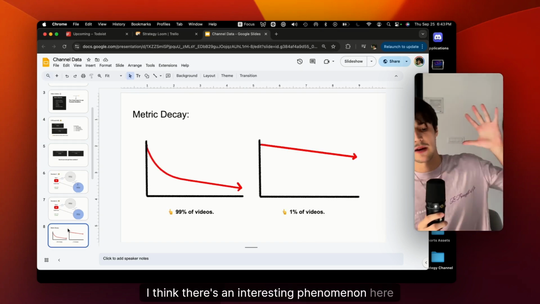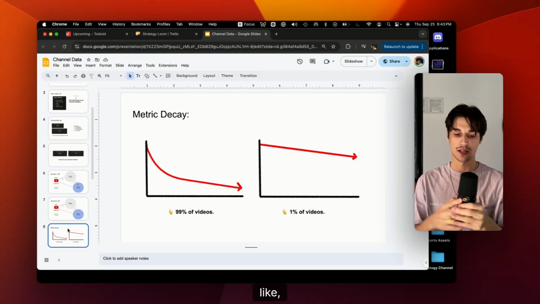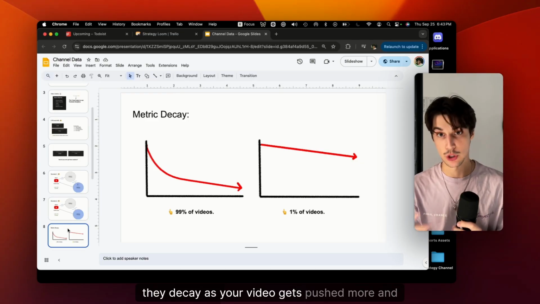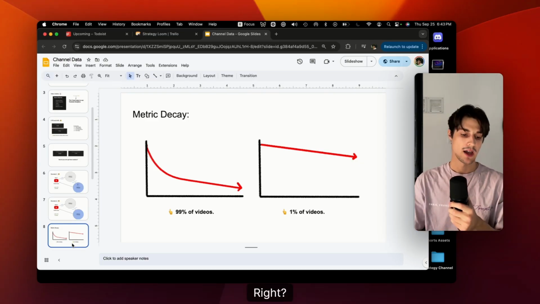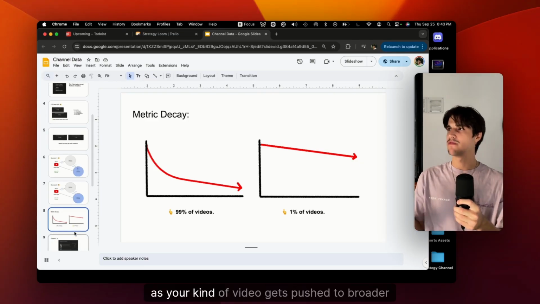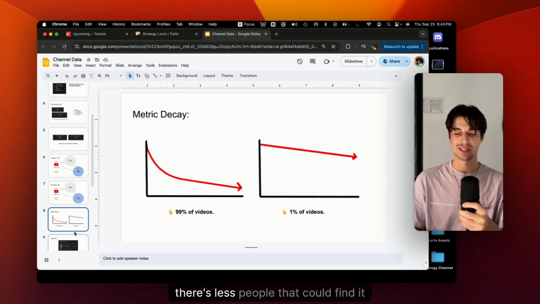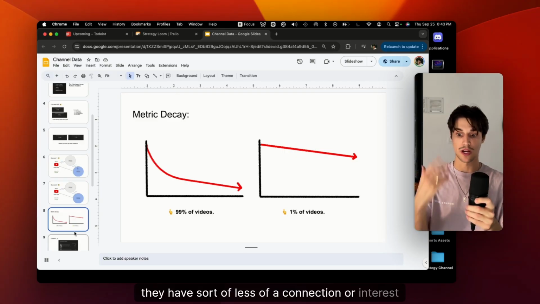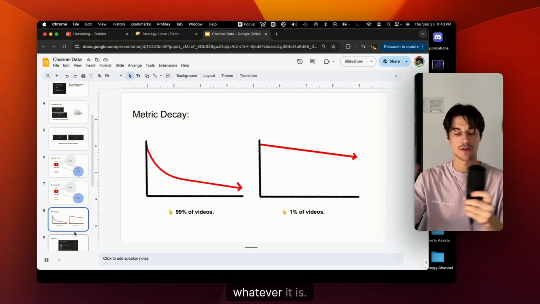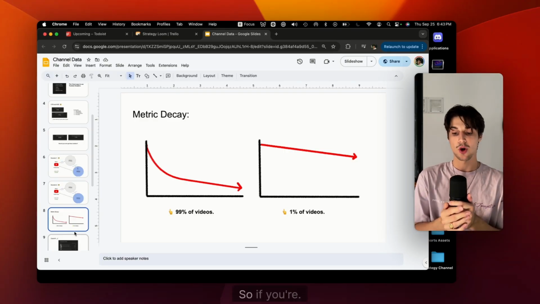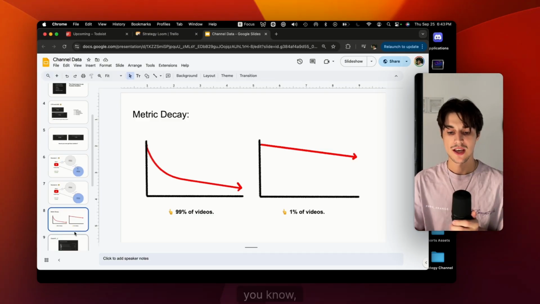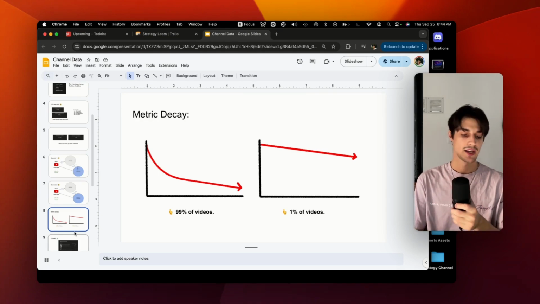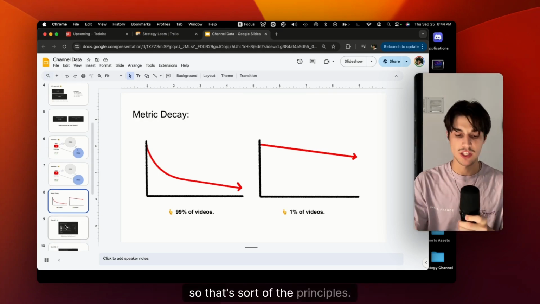I think there's an interesting phenomenon here with metric decay, is what I call it, where with a lot of videos, the metrics, the CTR and AVD, decay as your video gets pushed more and more. And that's kind of the reasoning behind it, right? As your video gets pushed to broader audiences, there are fewer people who could find it interesting. Because of that, they have less of a connection or interest in that topic, the niche, the hobby, whatever it is, right? And so they're less likely to click. So the more views your video gets, the more people it gets pushed out to, and the more people see it that aren't really interested in that topic, right? But yeah, so that's the principle.